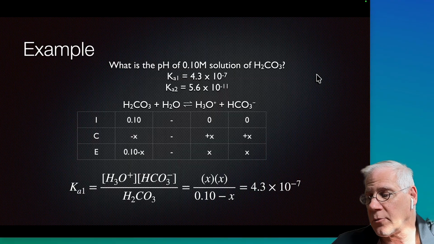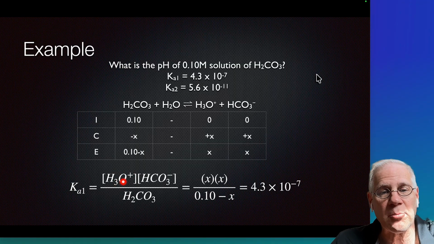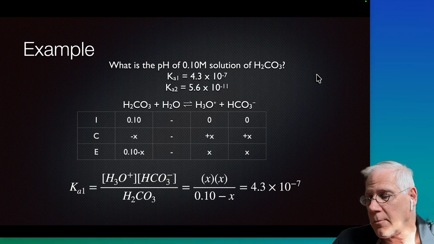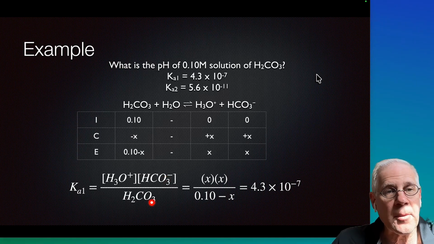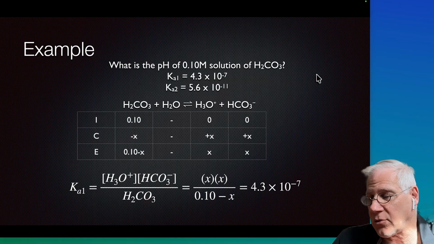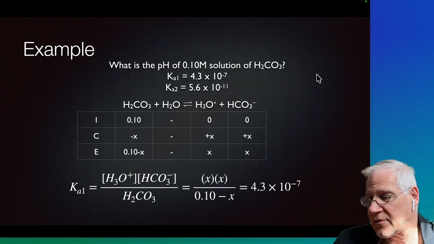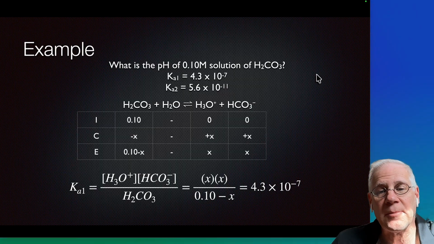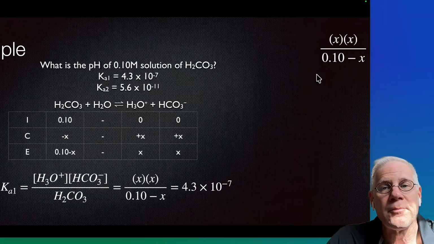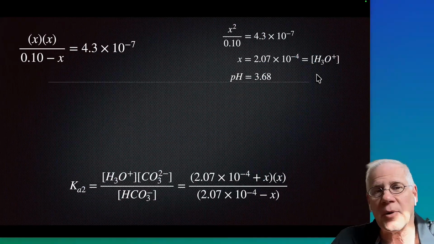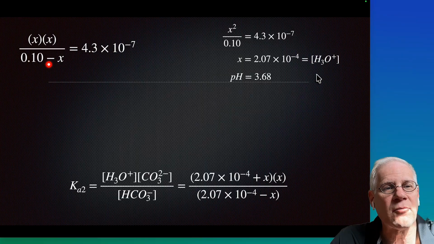If we write out the Ka1, remember it's products over reactants. So we have our concentration of hydronium, H3O plus, times our concentration of bicarbonate, HCO3 minus. Those are my products. My reactant goes on the bottom, so the concentration of H2CO3. So that's going to be equal to X times X over 0.1 minus X, and that has to be equal to Ka1, which is 4.3 times 10 to the minus 7. So let's go ahead and solve that here. We have X times X over 0.1 minus X is equal to 4.3 times 10 to the minus 7.